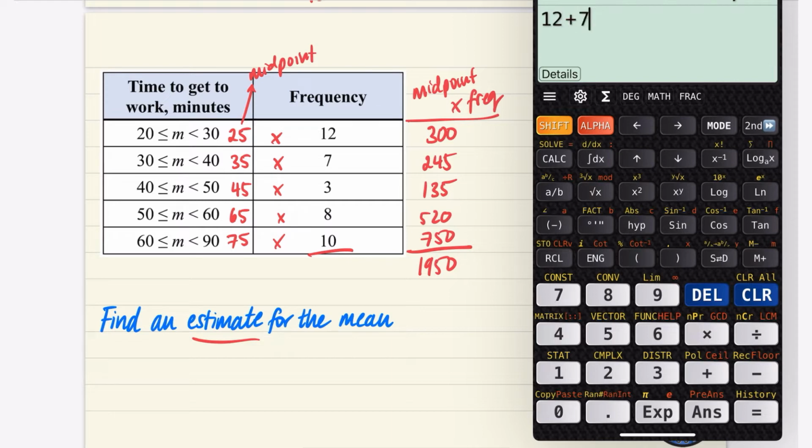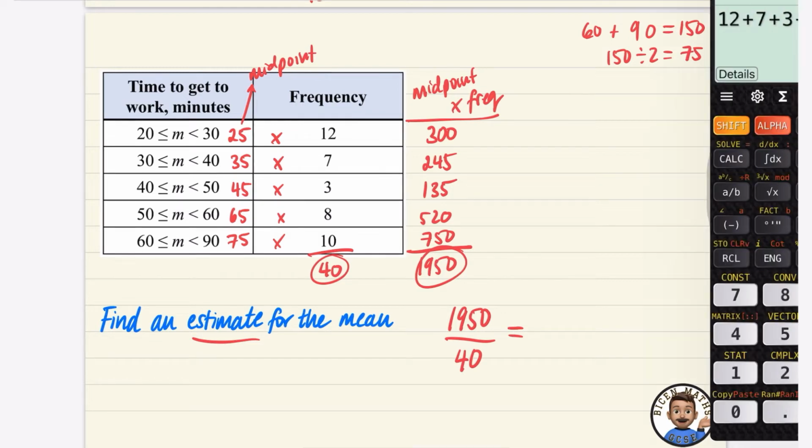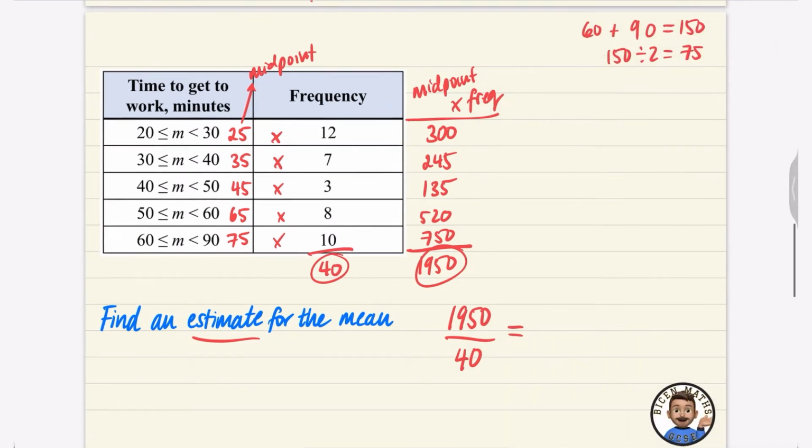We'll add up all the frequencies. So there's a 12, a 7, a 3, an 8, and a 10. We actually did that on the previous page, which is 40. So the estimate for the mean, you do this number divided by this. This was the total minutes travelled to work by everyone, and we divide it by the 40 people that would have been in that list. So I'll do 1,950 divided by 40 to get an estimate for the mean, and we get 48.75.